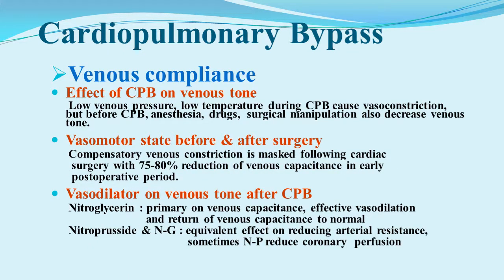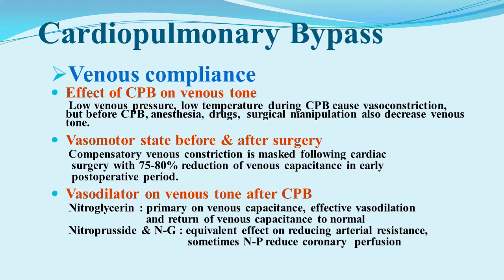Venous compliance, effect of the cardiopulmonary bypass on venous tone. Low venous pressure and low temperature during the cardiopulmonary bypass cause vasoconstriction, but before cardiopulmonary bypass anesthesia, drug and surgical manipulation also decrease the venous tone. Vasomotor state before and after surgery: the compensatory venous constriction is masked following the cardiac surgery, and there is a 70 to 80% reduction in the venous capacitance in the early postoperative period.